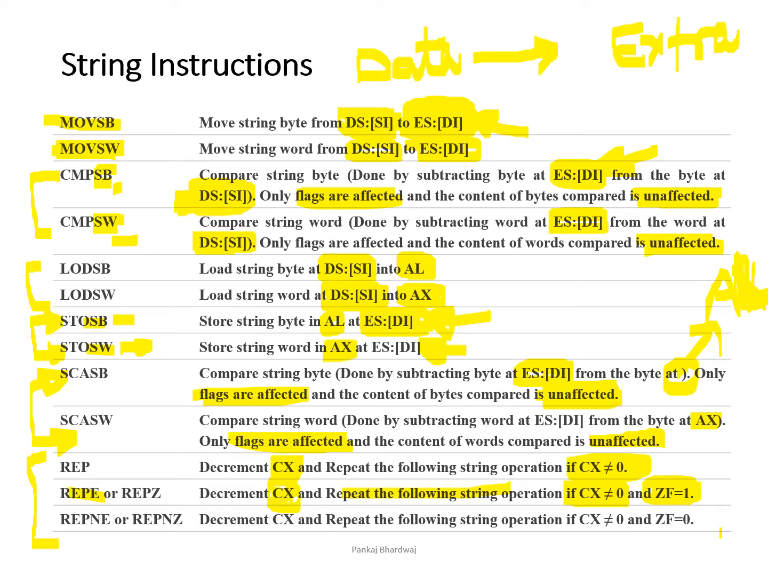Similarly, REPNE means repeat if not equal or not zero. It by default decrements the content available in CX, that is the count, and repeats if the condition holds. The CX condition is the same for all three, and in this case it checks that the zero flag equals 0. So if the zero flag is 0 and CX is not equal to 0, we check both conditions and then move to repeat the following string operation.